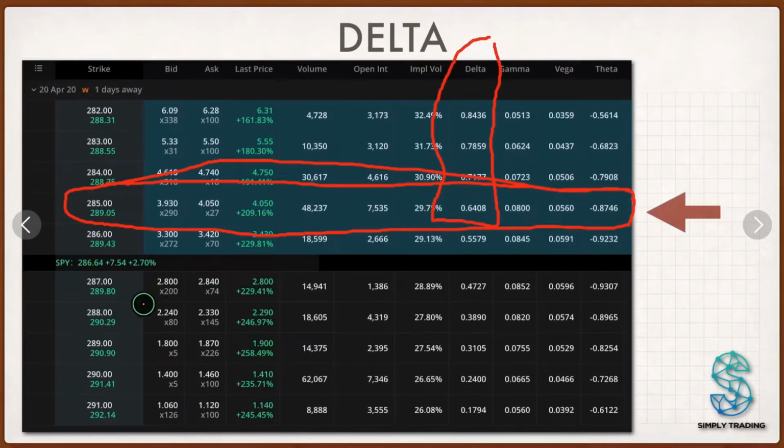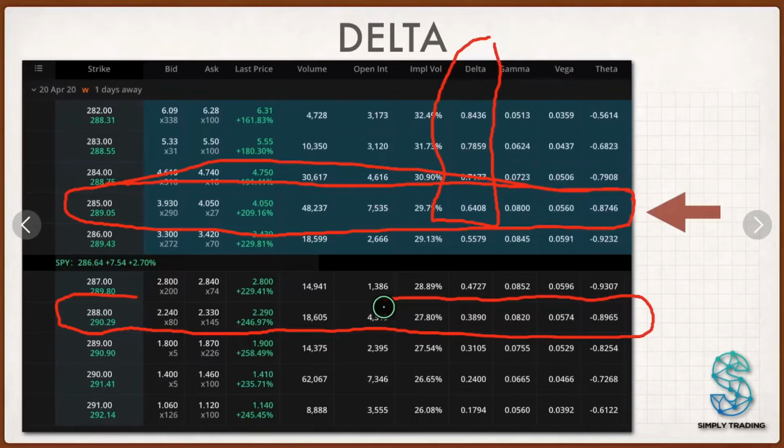Now let's look again down here at this 288 strike price. We can see that the delta on this one is 38 cents. Now if the underlying share price was to go to $287.64, your contract value would increase by $38, because you're multiplying this number by the amount of shares within your contract, which is 100 typically.